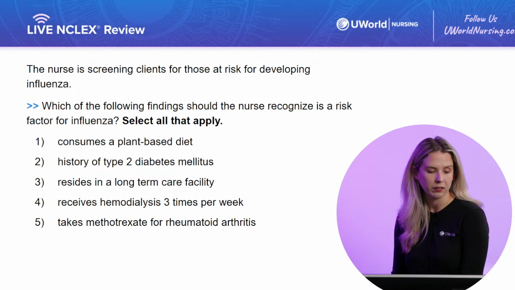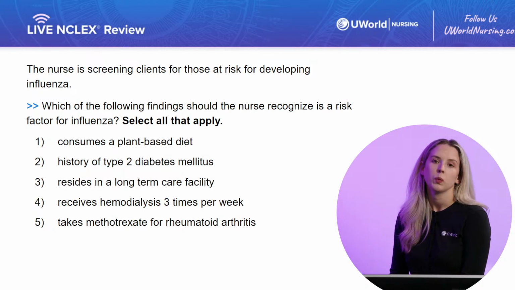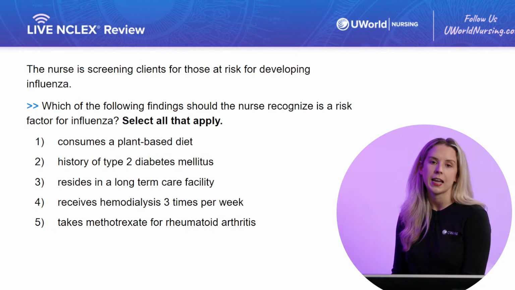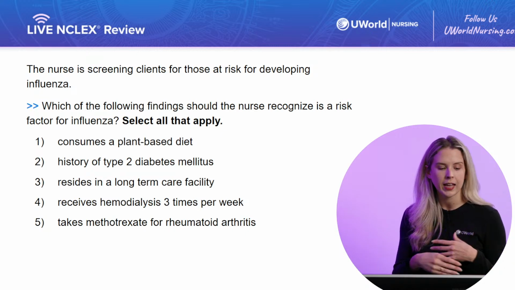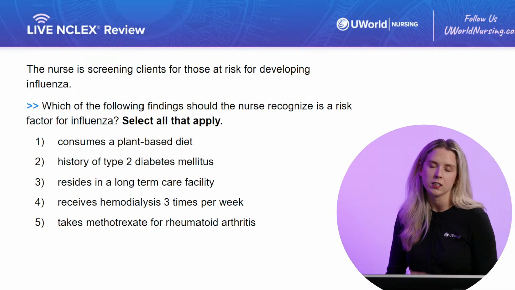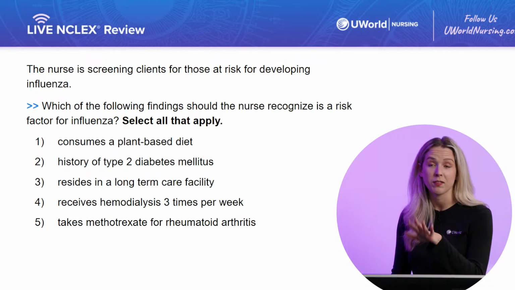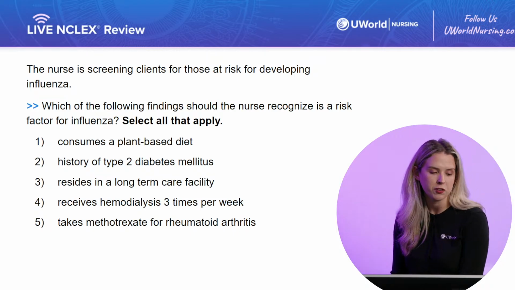Select all that apply. So we have consumes a plant-based diet, history of type 2 diabetes mellitus, resides in a long-term care facility, receives hemodialysis 3 times a week, and lastly, takes methotrexate for rheumatoid arthritis. This one's kind of asking you to apply what you've learned today in a broader sense. I know you guys are up for the challenge, but I'll let you go ahead and drop your answers in the chat.